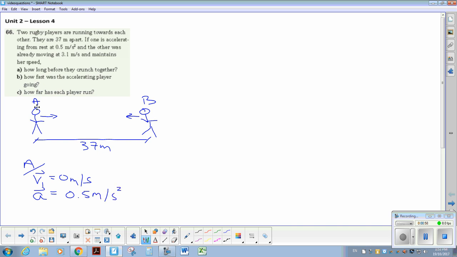The other person, so they jump to the other person on me here, is already moving, so the velocity is constant based on the information provided. 3.1 meters per second, and then maintains their speed. How long before they crunch together? So we've got to find impact.